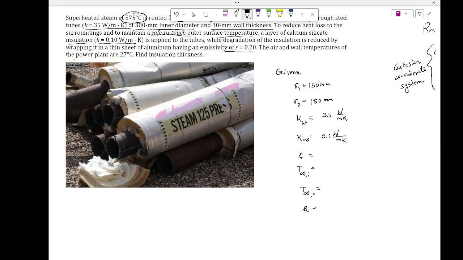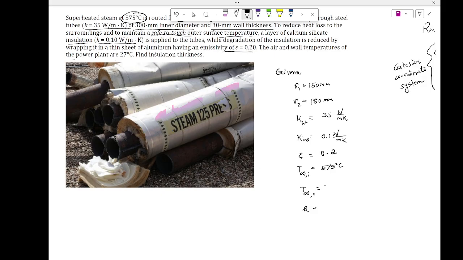Take a look here. How many times is the conductivity for the steel compared to the insulation? 350 times. Do you understand what it means? It's a huge insulation in terms of the conductivity difference. The emissivity value is given as 0.2, and this 575 degrees Celsius here, right?